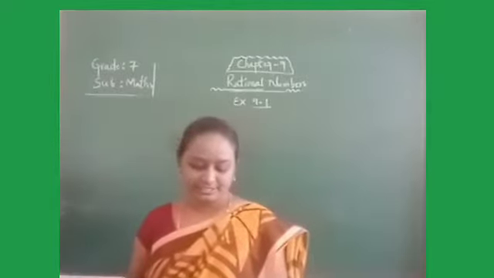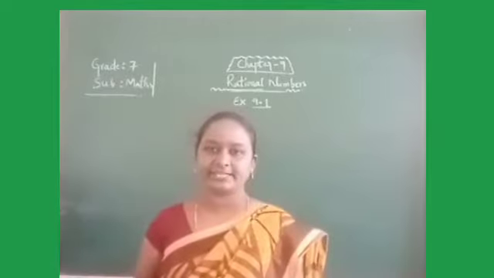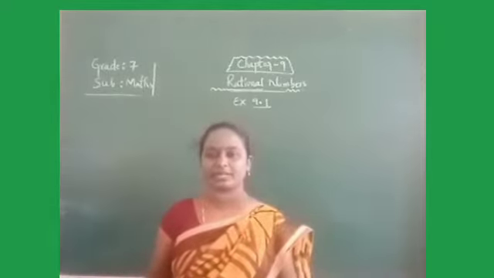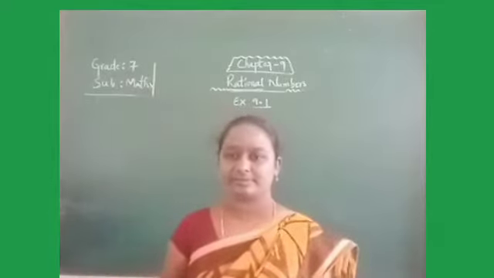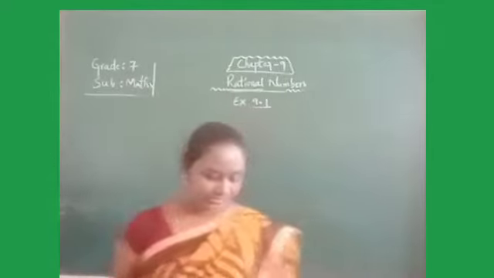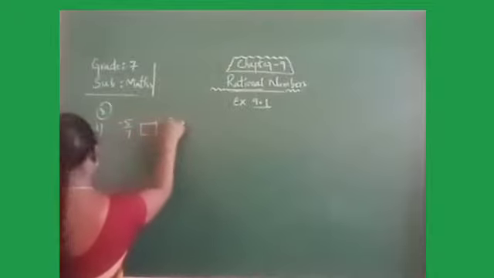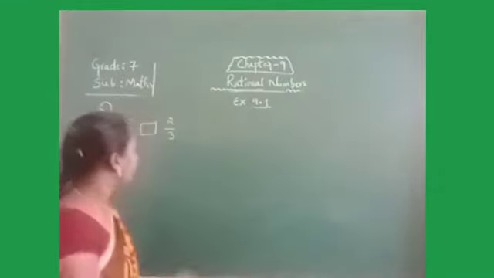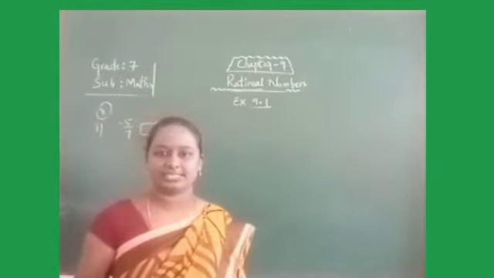Question 1. Fill in the boxes with the correct symbol out of greater than, less than and equal. These symbols are comparing symbols, and we have to compare the rational numbers using them. Is it clear? So see here, first one: minus 5 by 7, 2 by 3. Tell me, which rational number is greater or which is lesser?